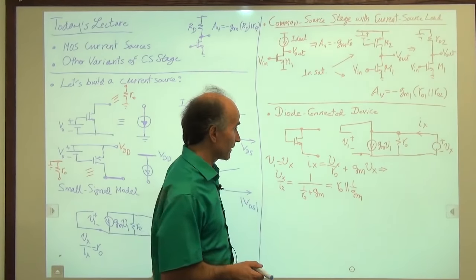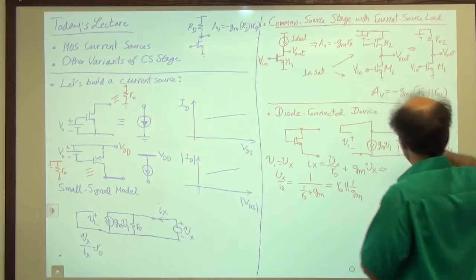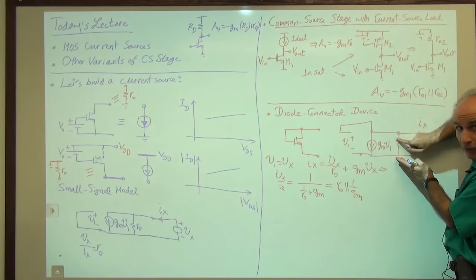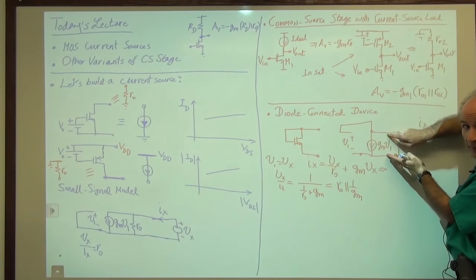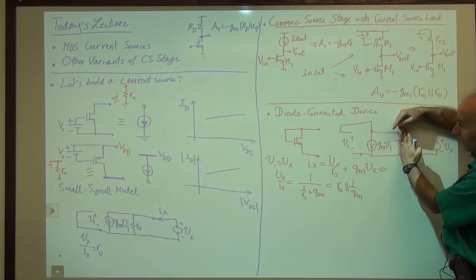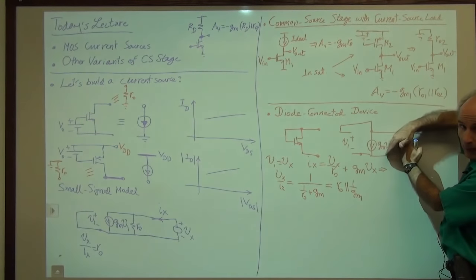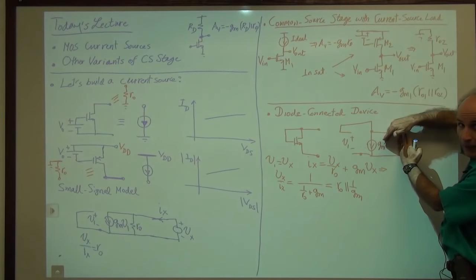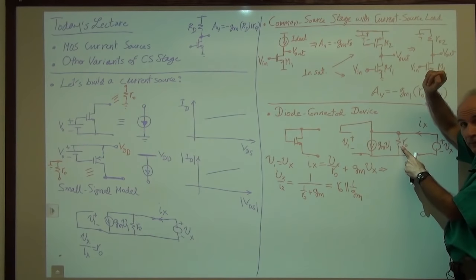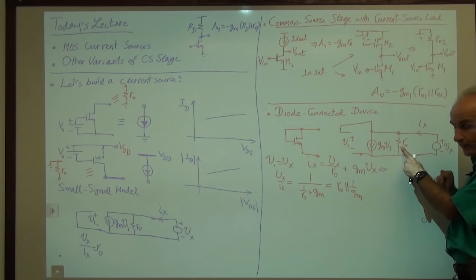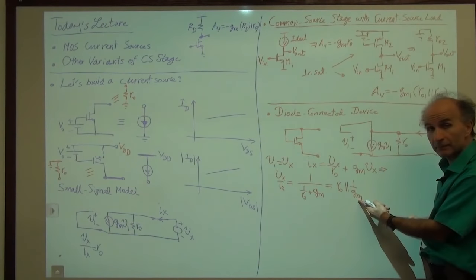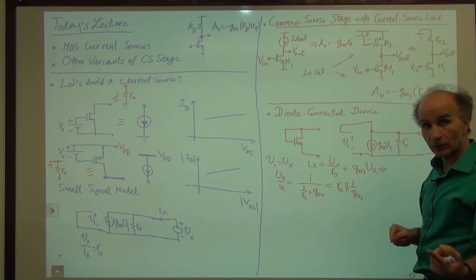In fact, what this tells us is that if I sit here and I look this way, I have RO in parallel with something else, 1 over GM. So that means that what's left over, if I don't worry about RO, must be 1 over GM. In other words, if, for example, RO is infinity, meaning channel length modulation is neglected, the impedance seen between these two terminals is equal to 1 over GM. So that's a good little rule to remember.